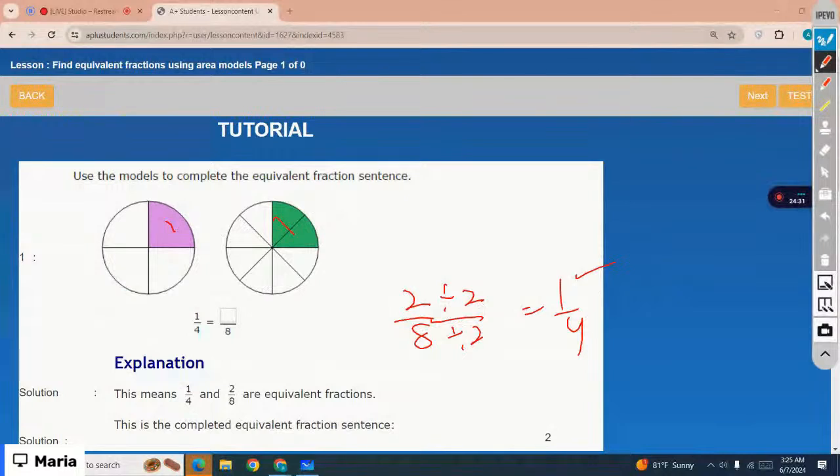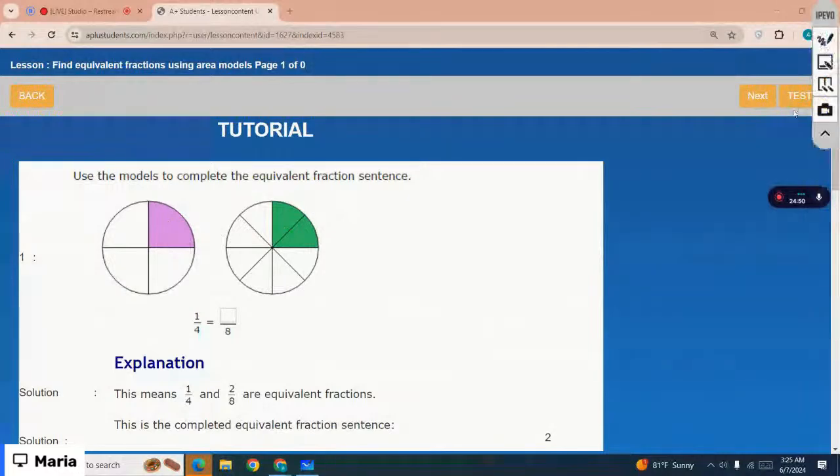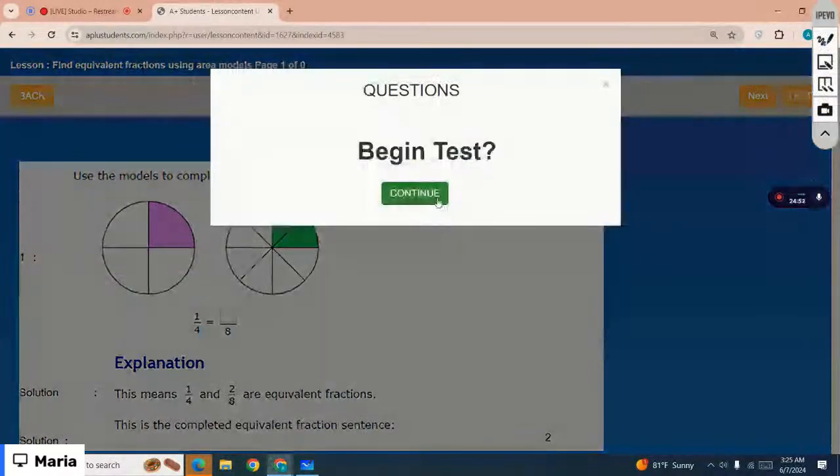So again, that is 1 over 4, right? So that's how they are the equivalent fractions, right? Although they are not exactly same, right? 1 by 4 and 2 by 8, the numbers are different, but they are equivalent. If you divide them by the common factor, then they are exactly same. So that's why they are the equivalent fractions. Got it? Let's just start with the test questions.